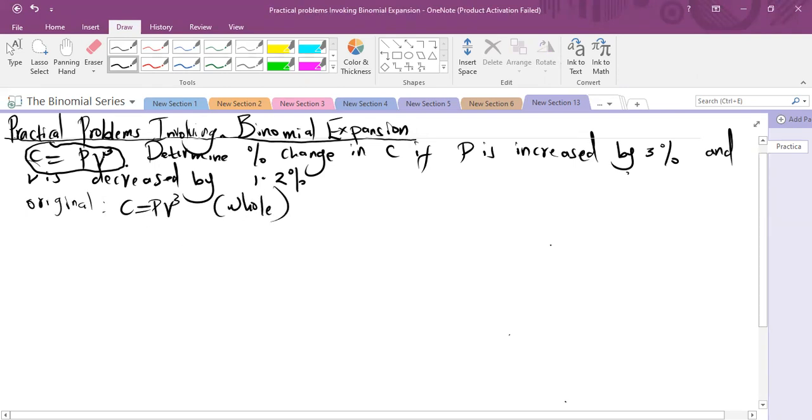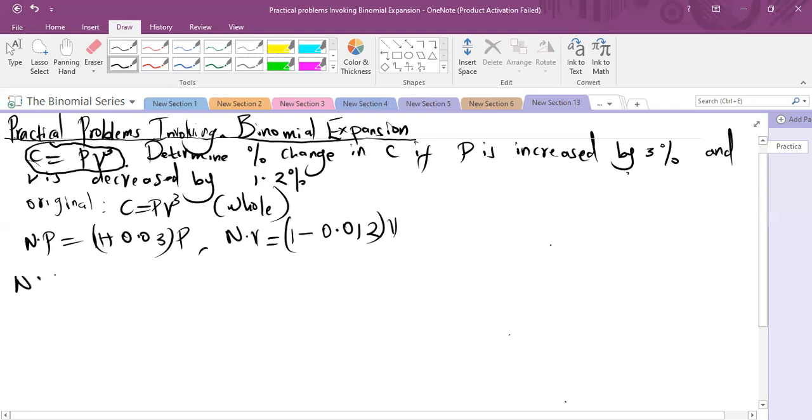And what happens to P? P is being increased by 3%. So the new value of P will be equal to 1 plus 0.03 of P because it is being increased. And then what is the new value of V? Since it's being decreased, V was initially whole, so it will be 1 minus 0.012, because 1.2% is the same as 1.2 divided by 100, which gives this. So this is the new value of V.